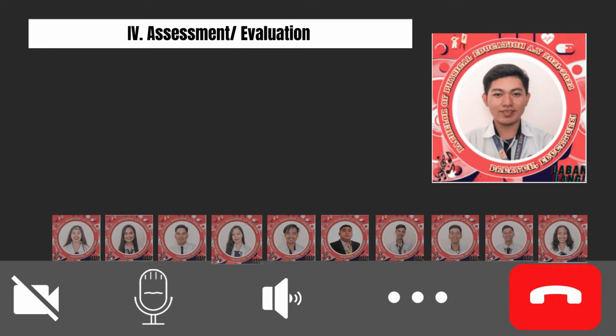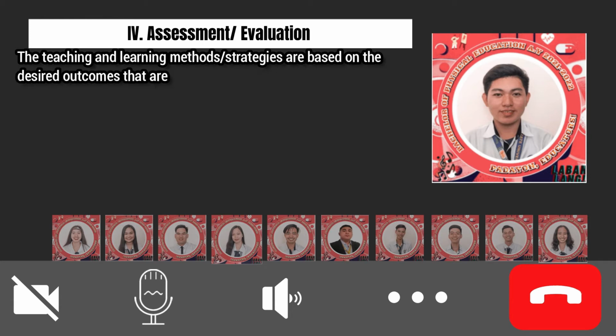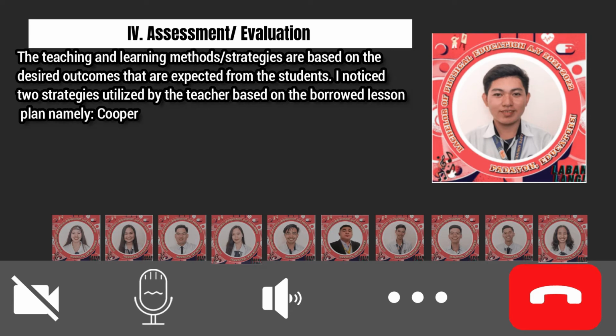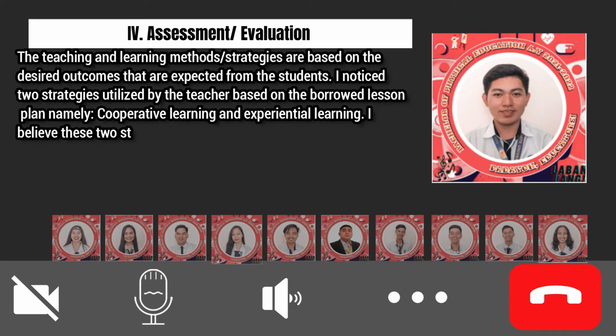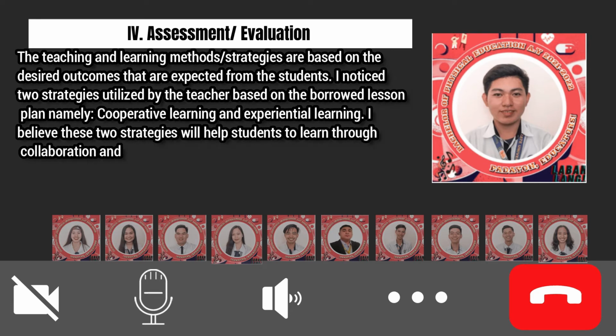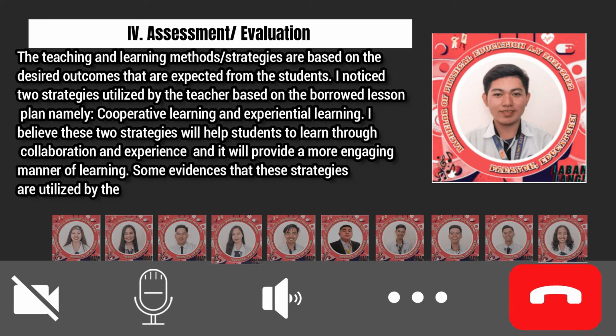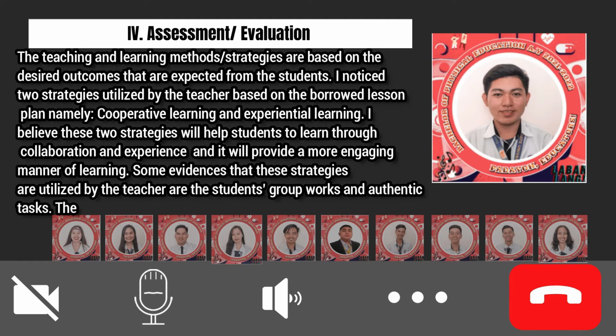Assessment or evaluation. The evaluation designed by the teacher was good enough to meet the curriculum's objectives because it includes not only one but a variety of assessments that the students will answer before, during and after the lesson. The assessment measures how well the students understood the lesson. Therefore, it enables instructors to measure the effectiveness of their teaching styles and strategies.